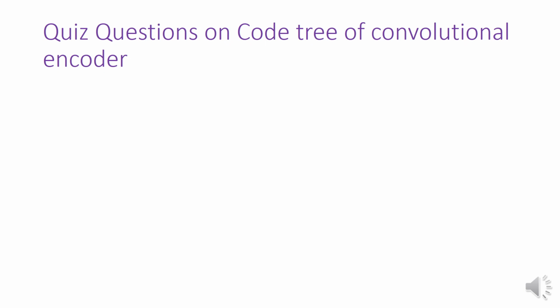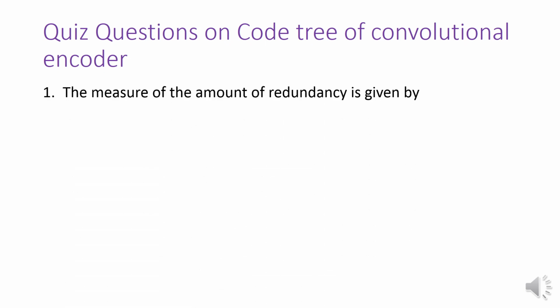The quiz question based on the code tree of convolutional encoder is: the measure of the amount of redundancy is given by dash.